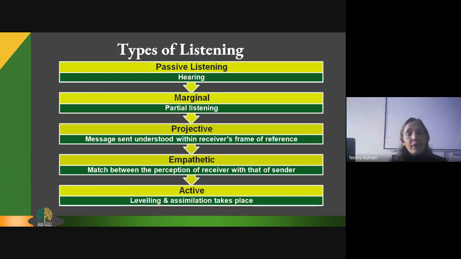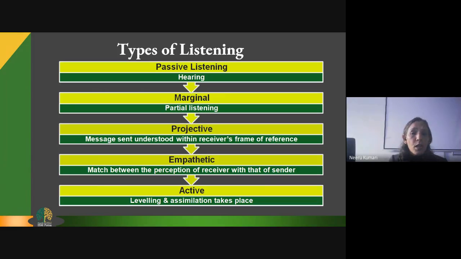So such kind of listening is called empathetic, where the person who is speaking, the speaker of the information, will not let the listener drift away. Please remember, if the listener is distracted, it becomes very difficult for the sender to grab the attention.